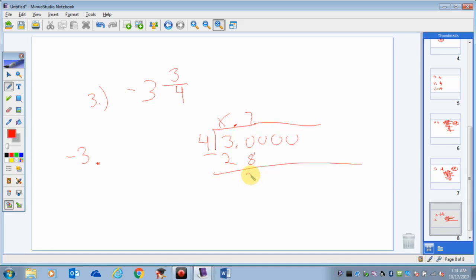30 minus 28 is 2. Bring down a 0. 4 will go into 20 5 times. 4 times 5 is 20. 20 minus 20 is 0. And this one does terminate. So this is it. You got a 0 down here, so you're done. It terminates. So the decimal part is going to be 0.75. So it's going to be negative 3.75.